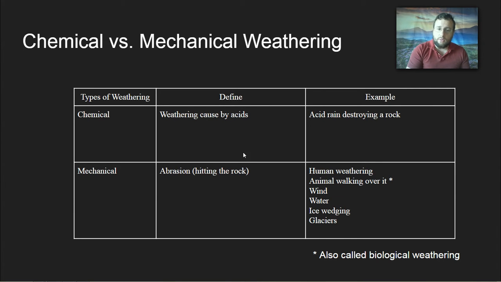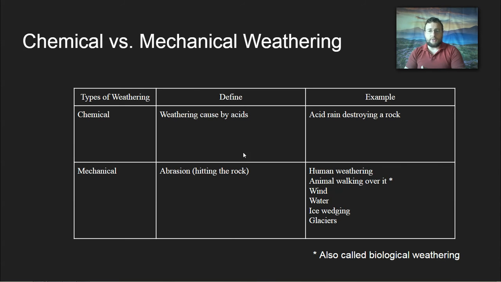Mechanical weathering, though, is mostly by abrasion. So things that are hitting the rock, causing the rock to break apart. That could be a rock against another rock because of a landslide. It could be humans literally carving through the rock, or animals walking over or burrowing on it. The wind, water, ice wedging, glaciers, many kinds of erosion will cause mechanical weathering.